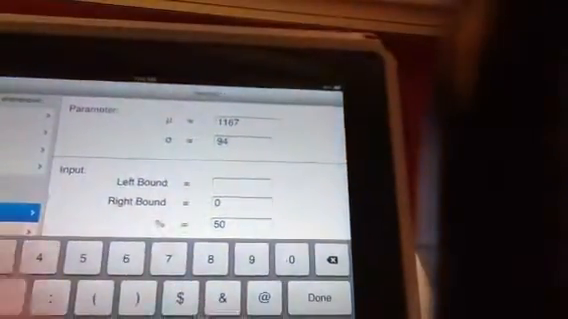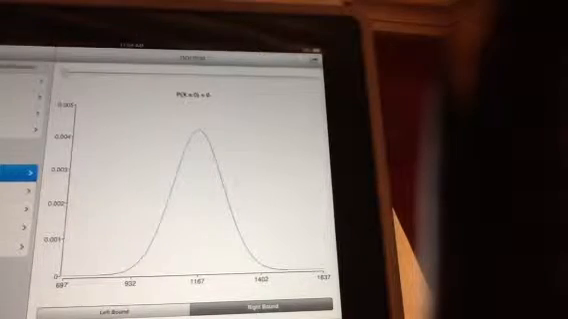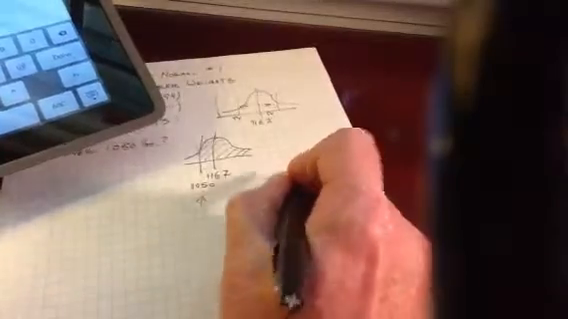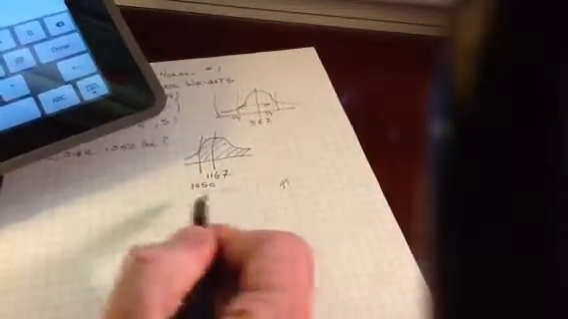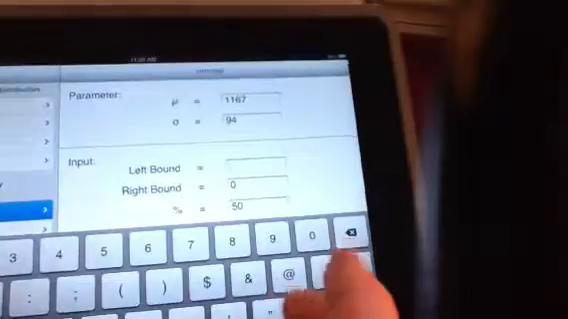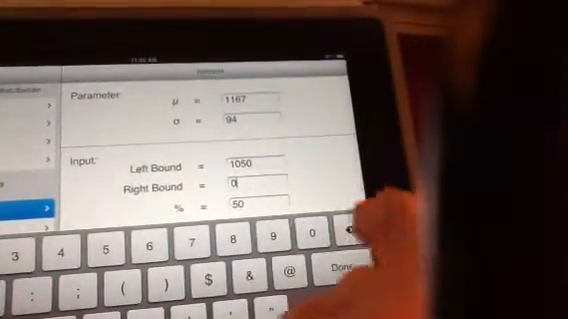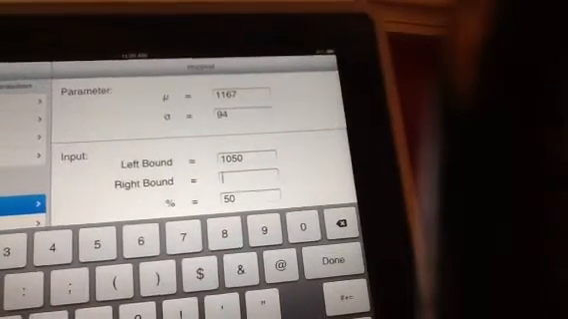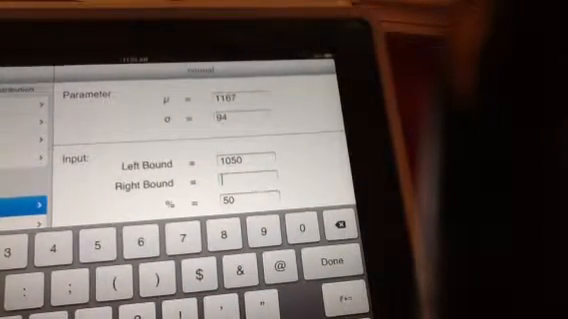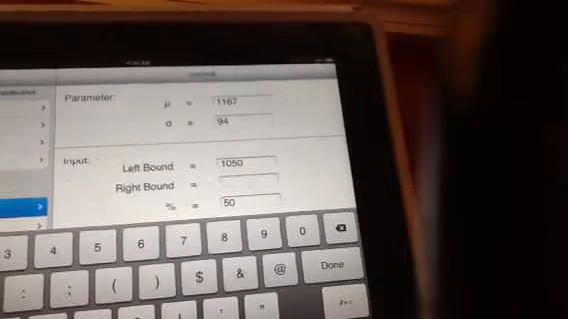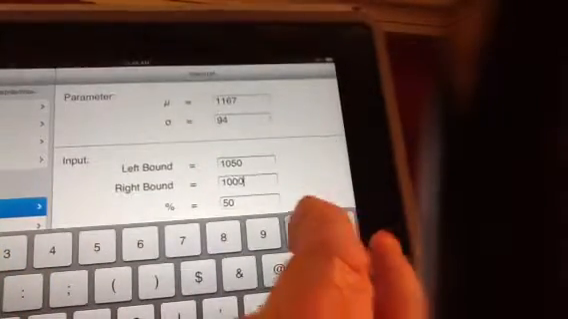Okay? So that's the basics. And if you want to take a peek at it, there it is. Yes? Okay. So let me go back here. The left bound in this case, what number appears on the left? What number appears on the right? And we're going to calculate between there. So what I'll do is I will put in 1050. Now, when we do infinite bounds, we need a very large number. We're going to use 100,000 just as a standard.